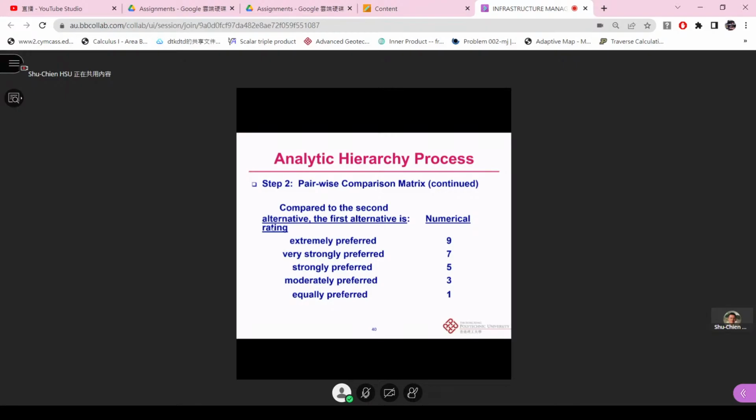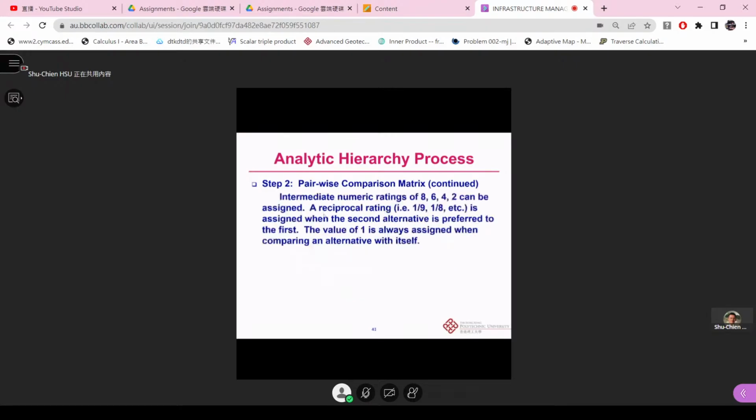This is the most common one that we use. And then intermediate numerical ratings like 2, 4, 6 can also be assigned. You can also see the reciprocal rating that is assigned when the second alternative is preferred to the first, so that the value of 1 is always assigned when comparing an alternative with itself.